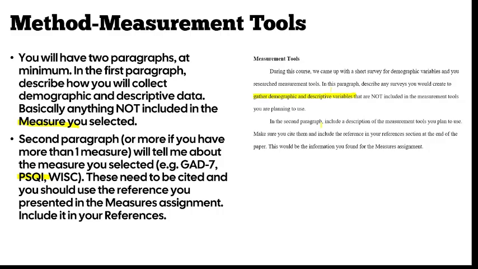The second paragraph is a little bit easier. This is where you're going to tell me about that measure that you researched in your measures assignment. Okay? I asked you to find a measure that you could use in your project and to provide a citation for it. So make sure you have that measure cited correctly with an in-text citation, right? And then include it in your references list.